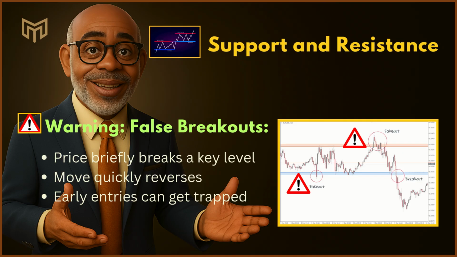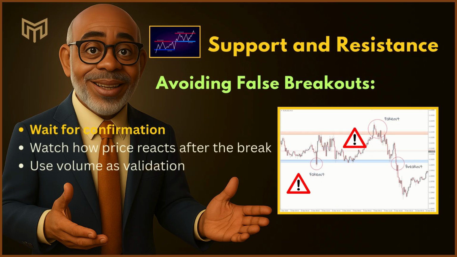To avoid false breakouts, traders wait for confirmation. This can mean waiting for a strong close beyond the level, or watching for a retest, where price pulls back and holds above or below the broken level. Traders also look for increased trading volume, since higher volume signals stronger momentum and makes the breakout more reliable.